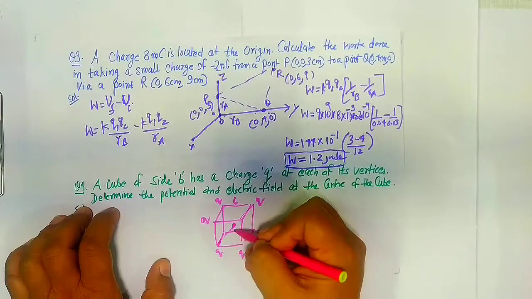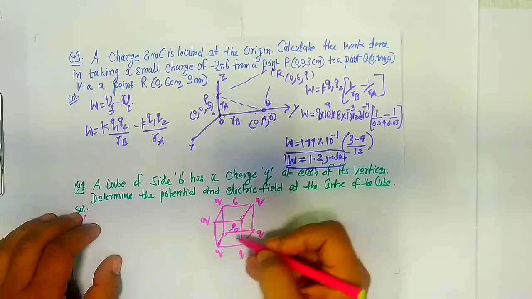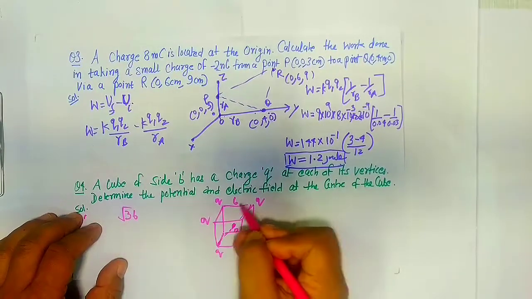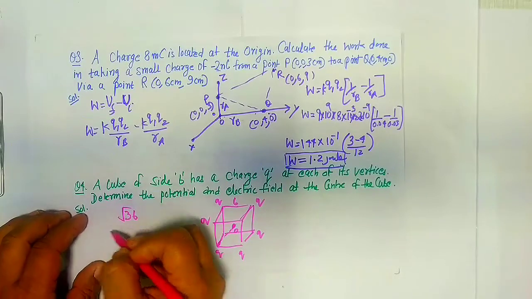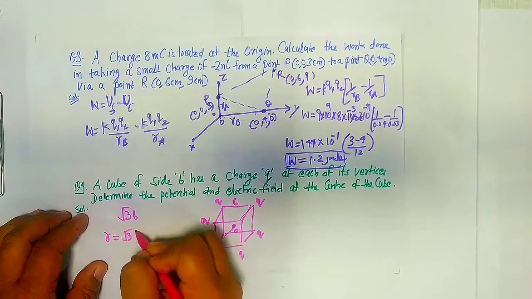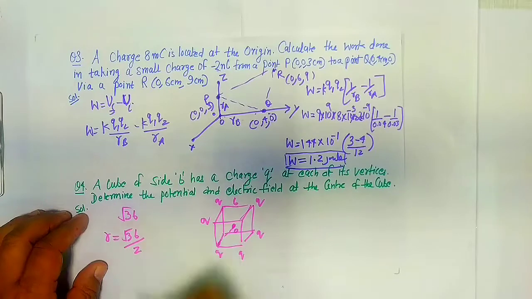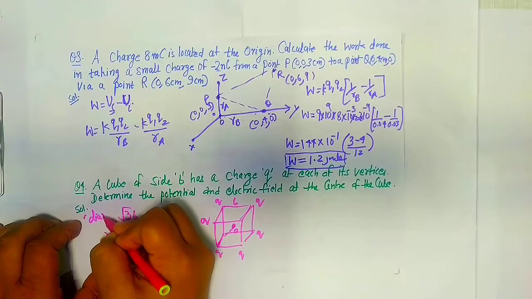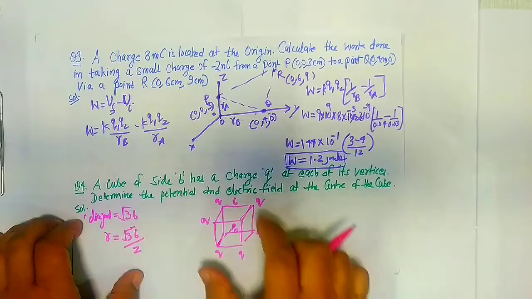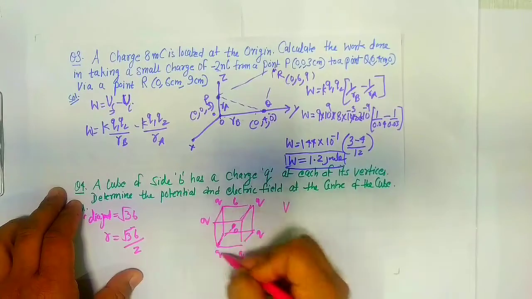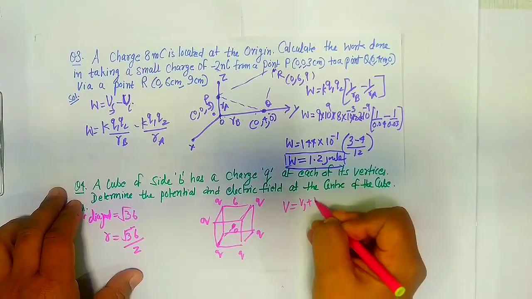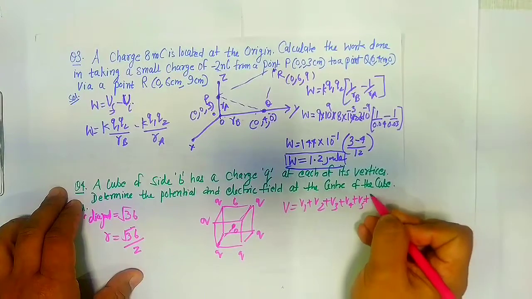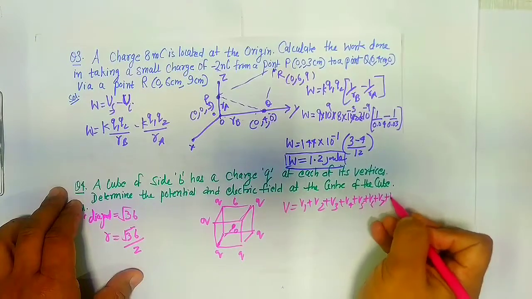So this distance from the center, I think all of you know, the total diagonal length will be root 3 B, because the side is B. So the distance from the center will be root 3 B by 2. So this will be the distance, half of the diagonal. This is the diagonal of a cube. Now, what will be the net potential? How many charges are there? 8. So we know that V1 plus V2 plus V3 plus V4, V5, V6. It's very easy because it follows additivity.